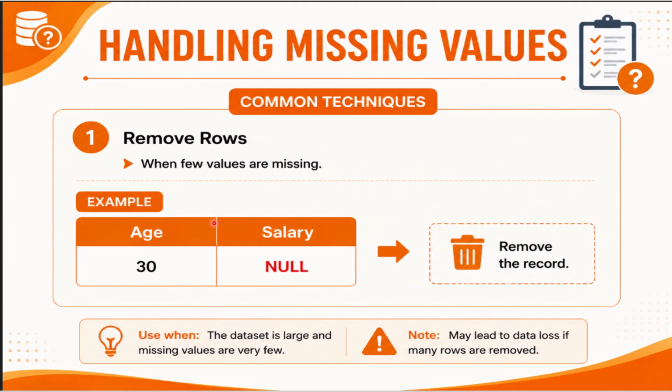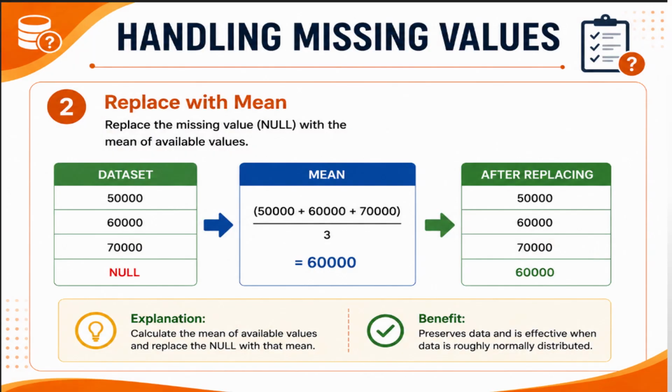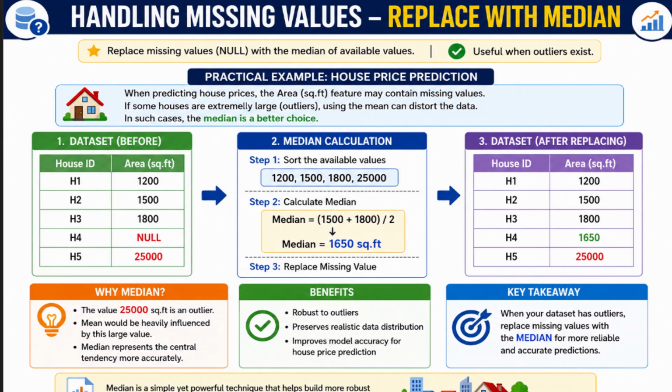The solution is that you can remove the values, but removing the values will lead to data loss in many rows. So what can you do? You can calculate the mean of the values. In this example, you can see this is the null value. I don't have this value. What I can do is add these values and find the average. Then 60,000 can be put in its place. Why does this work? It improves the effective normally distributed values.